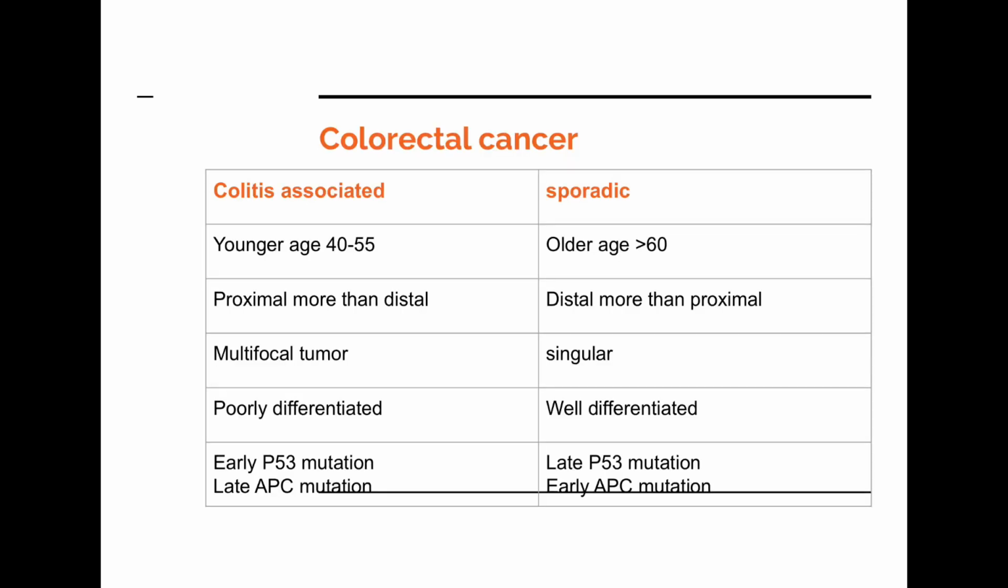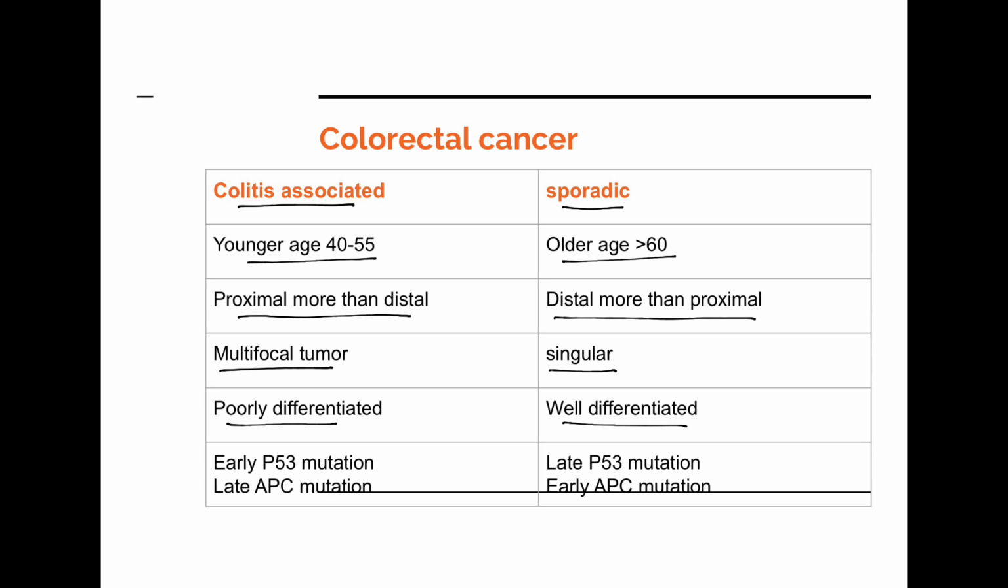It is very important to make the distinction between colitis-associated colorectal cancer and sporadic colorectal cancer. Colitis-associated colorectal cancer starts at a younger age, 40 to 55, while sporadic is in an older age, above 60. In colitis-associated, it's proximal more than distal. In sporadic, it's distal more than proximal. In colitis associated, it's a multifocal tumor, while in sporadic, it's only a single tumor. In colitis associated, it's poorly differentiated, while in sporadic, it's well differentiated.